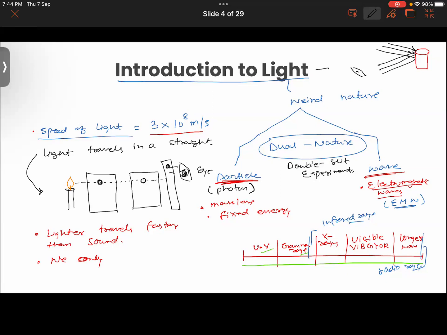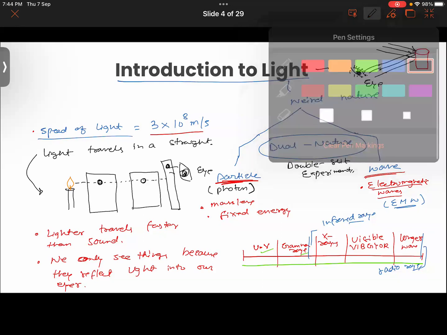Getting it now? Yes. Suppose this is the eye of a person. Okay, so reflected light reaches your eyes, right? So we can say that we only see things because they reflect light into our eyes. Okay, so these were the properties of light.